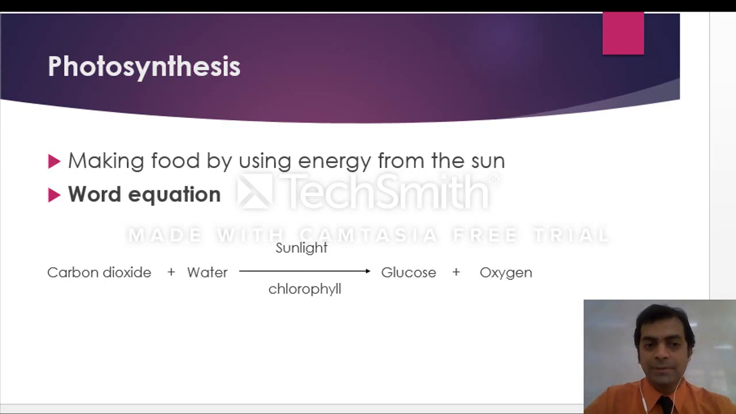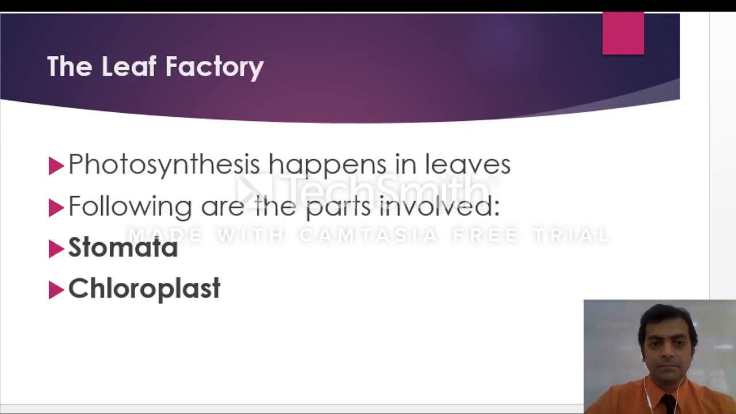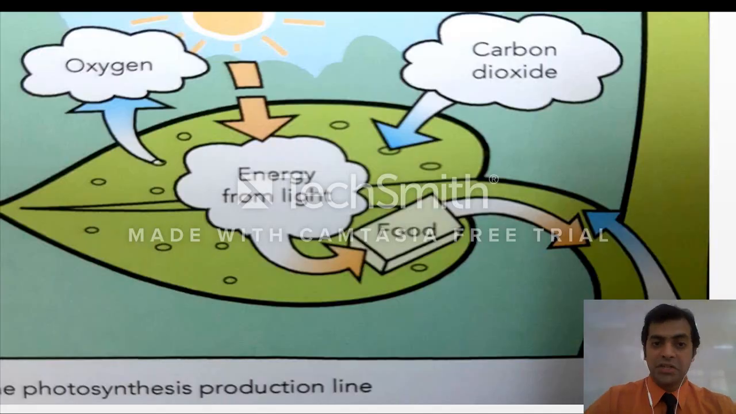So the leaf factory, why do we say leaf factory? In a factory you have some raw material. Let me show you the leaf factory. In the leaf factory there are two things which are very important: stomata and chloroplast. These are just like the working machines in a factory which convert the raw material. The raw materials are water and carbon dioxide. If you look at a factory, there is a section which has the raw material, a final product section, and a production line through which the product is made.